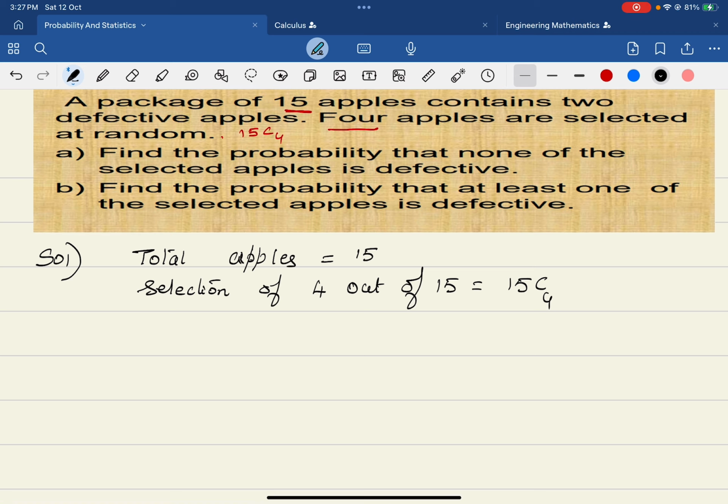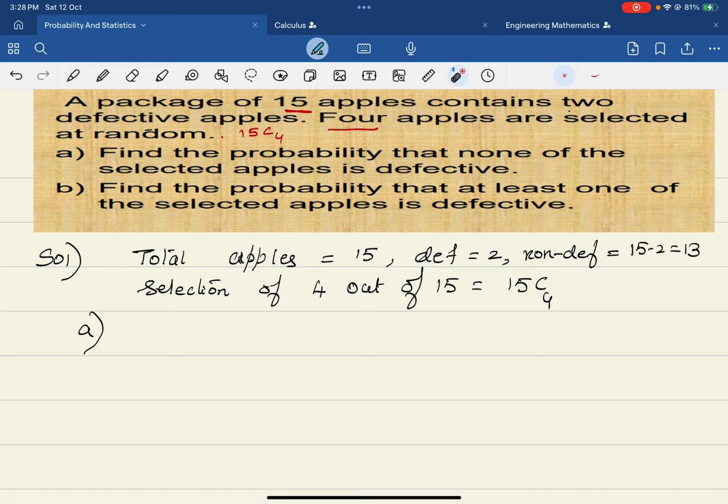And now what is the first one? Find the probability that none of the selected apples is defective. And also he has given you one more hint that 2 defective apples are there. So defective apples are 2. So non-defective apples, how many good apples are there? 15 minus 2, that is equal to 13. That count also you can keep it ready.